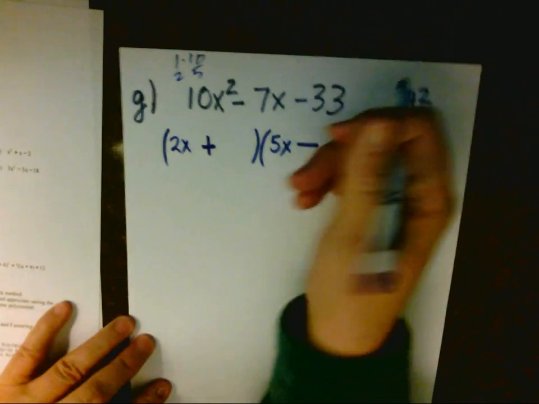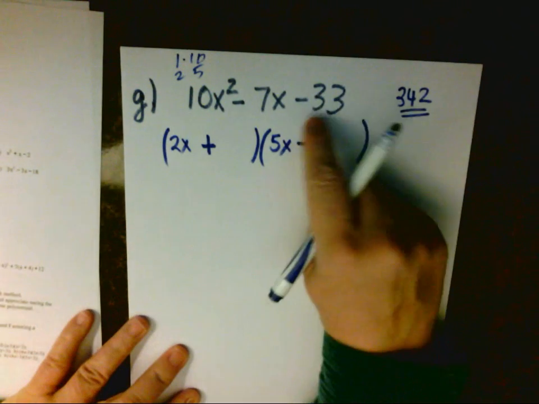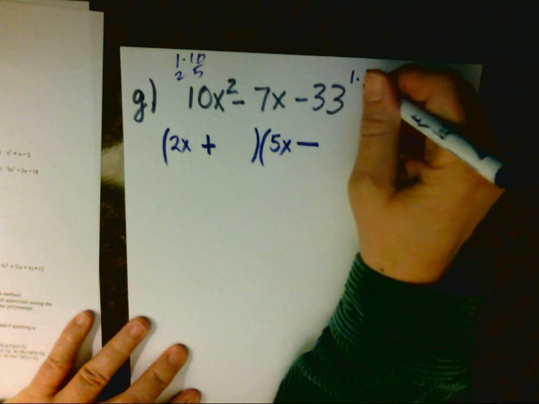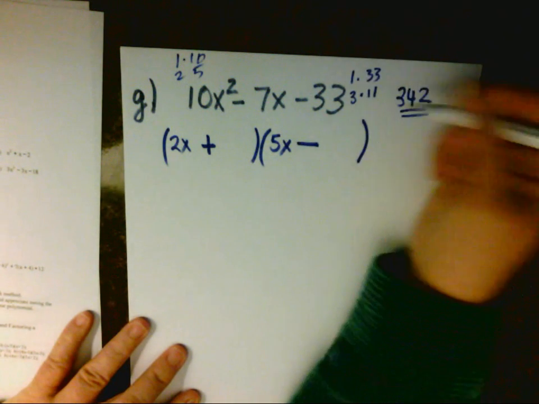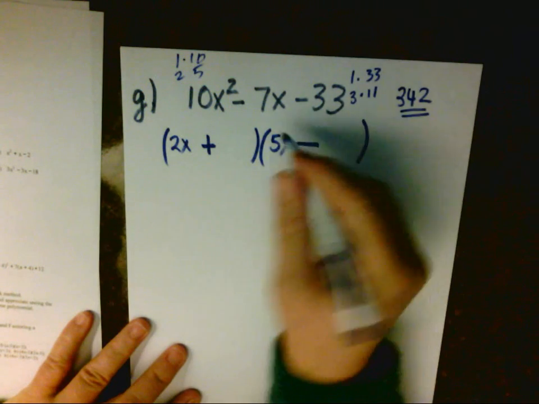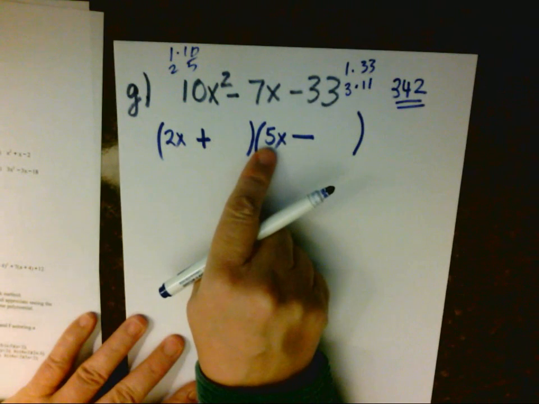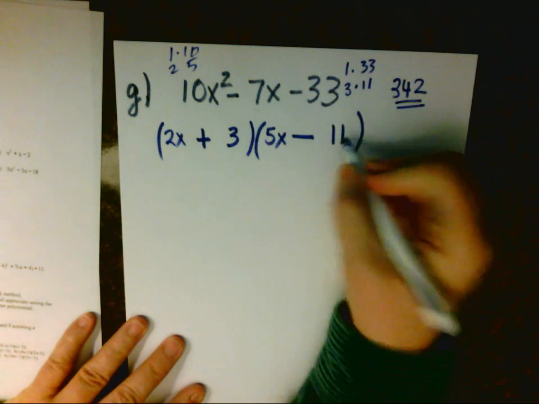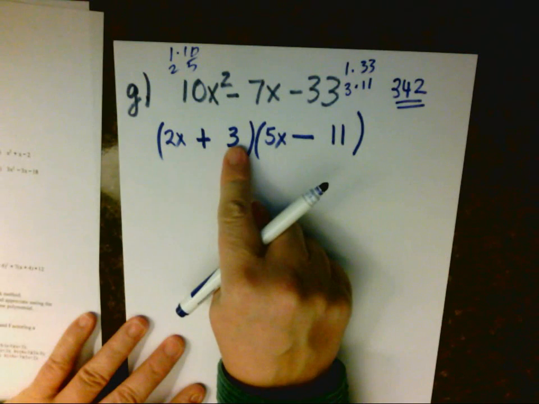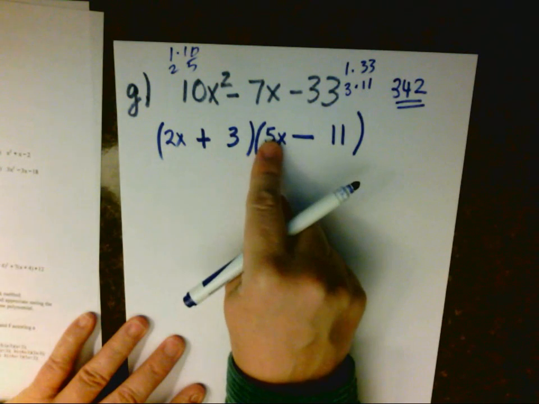And again, I just put them in, see if it works. Instead of 1 and 33, I'm going to use 3 and 11. Those are the only other factors, the ways to multiply to 33. And since this is going to get multiplied by a 5, I'm going to put the smaller one here, okay? And the larger one over here. Because if it multiplies by 5 and I put 11 there, I'm going to get 55, and that's just way too much, okay?